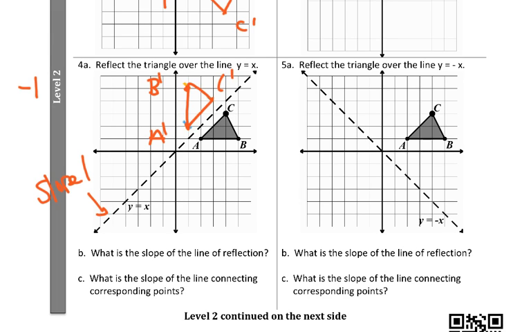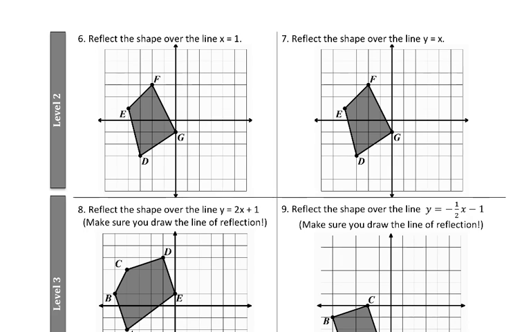Okay? Oh, and I'm so silly. What is the slope of the line of reflection? Well, it's a 1. What is the slope of the lines connecting corresponding points? We just talked about that. It should be -1, and it totally is. If I connect these 2 points, that slope is -1. These are connected at -1. These are connected at -1. Okay? Neat. Next page.